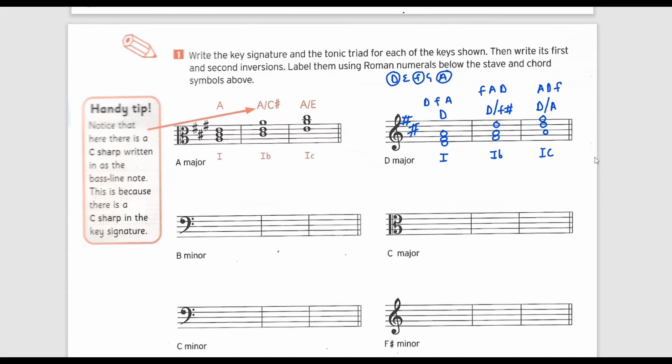Remember, if the key signature is used in any of the chords, you have to mention that over here. Okay, let's move to the next one.